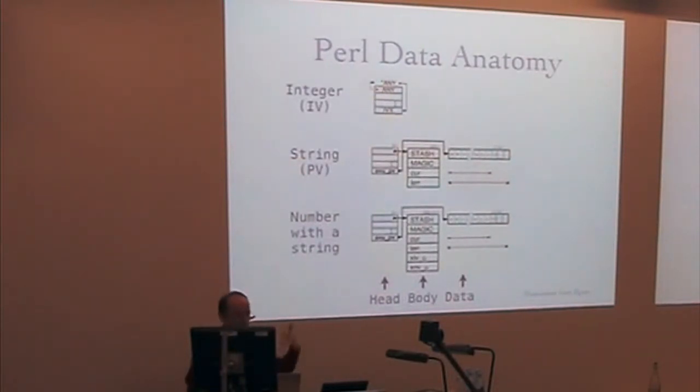A string has the header, the body, and the data. So the body kind of describes the information that Perl needs to talk about the string. And then if you have a number with the string, then that middle body bit kind of grows. There's extra information tacked on there.